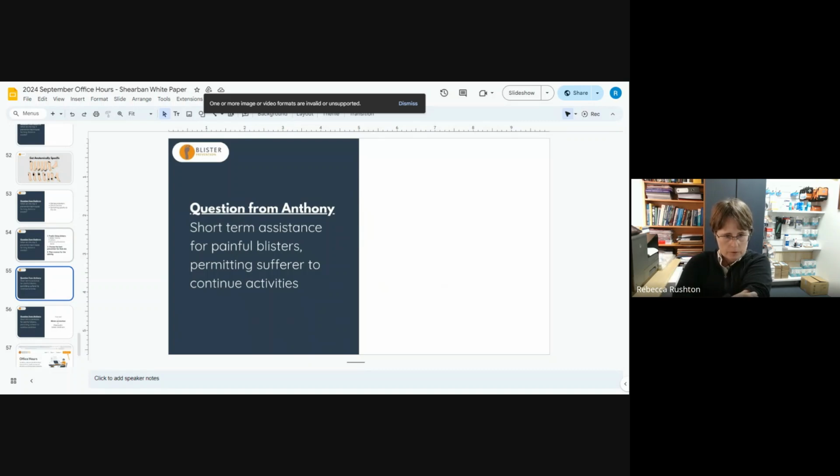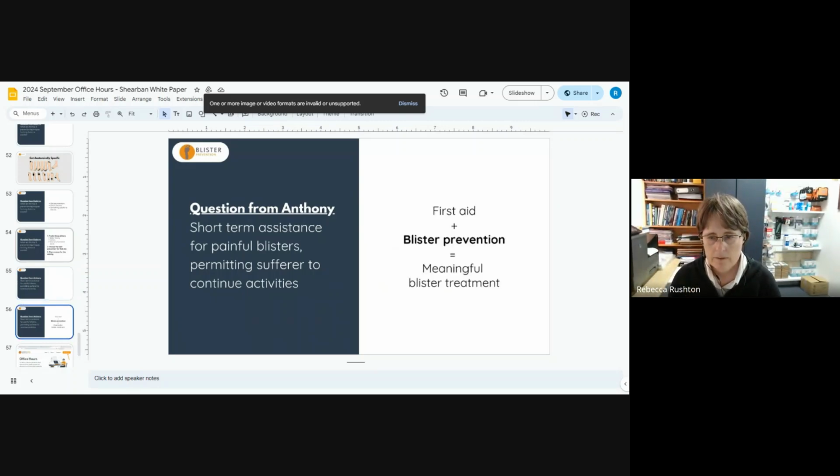Anthony asked, what's the short-term assistance for painful blisters, permitting the sufferer to continue activities? Anthony, the answer is not just first aid. First aid is important, i.e. betadine and a Band-Aid in its simplest form. That's important to prevent infection if the blister is open.